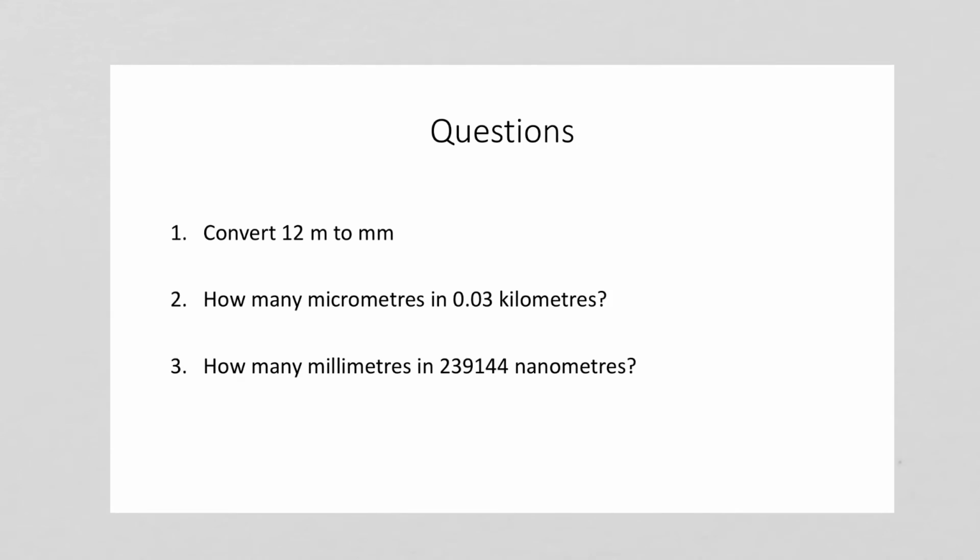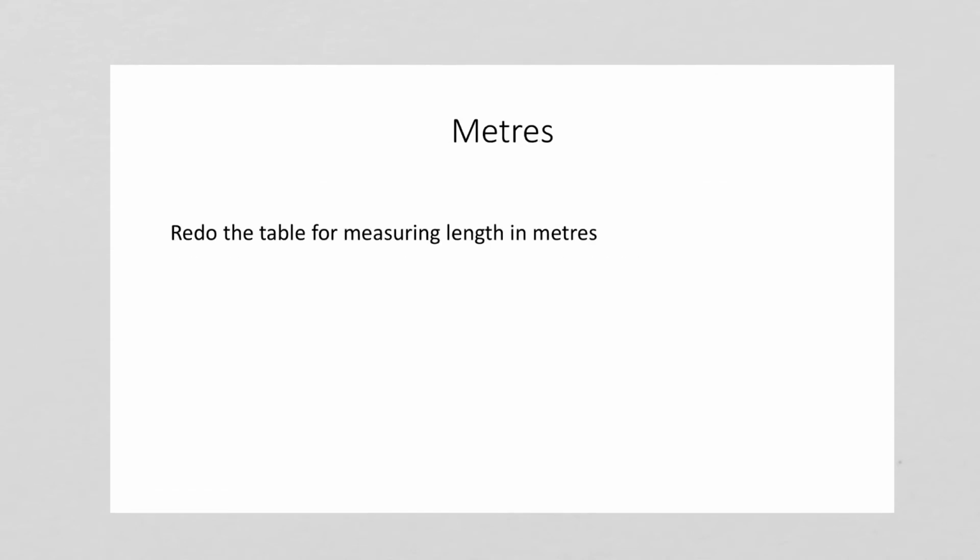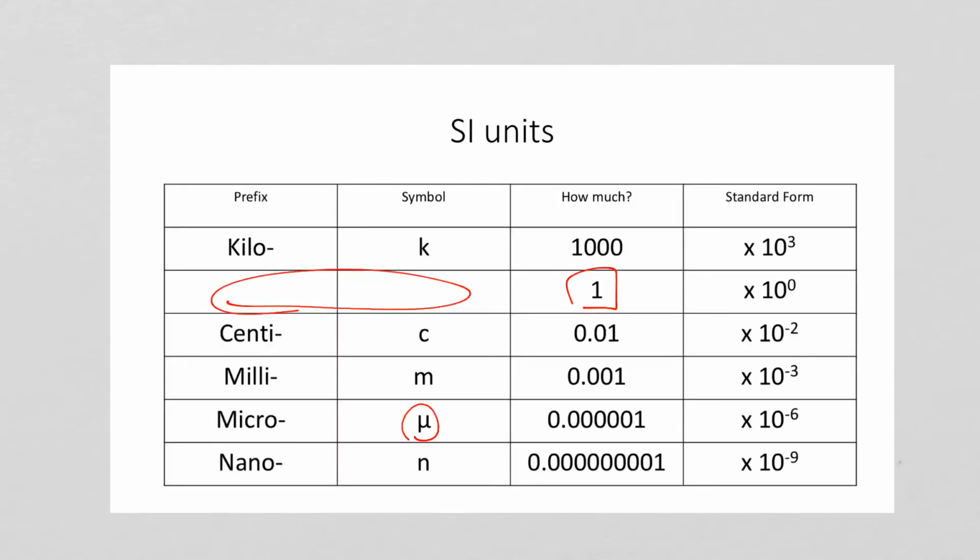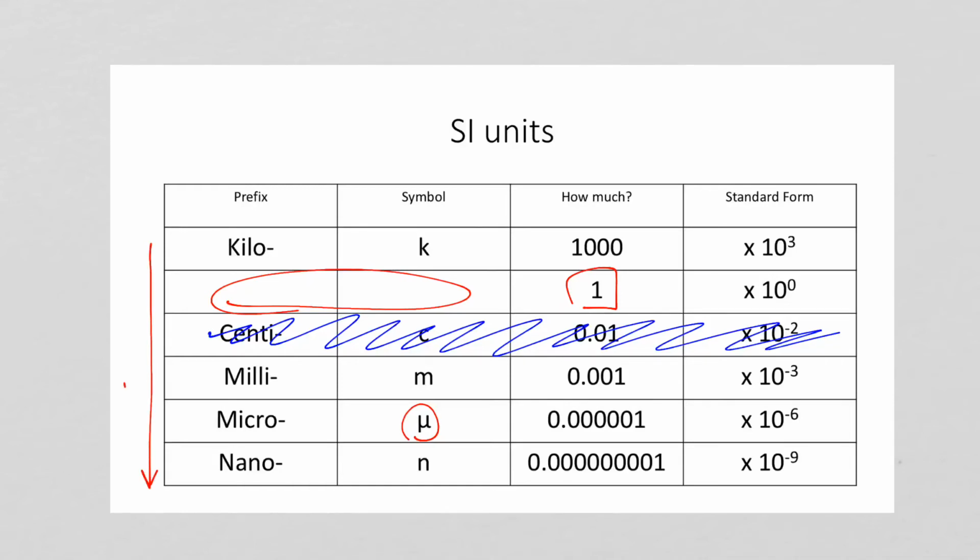So we've got convert meters to millimeters, micrometers to kilometers, millimeters to nanometers. Really, really simple rule to follow here. If we go back, we're going to ignore centimeters. You'll see why in a second. There is a very, very simple rule. When you go from big to small, you are going to multiply. And when you go from small to big, you are going to divide. How much are you going to multiply and divide by?